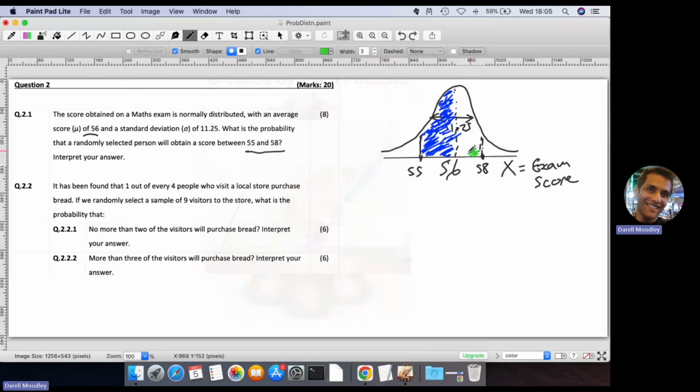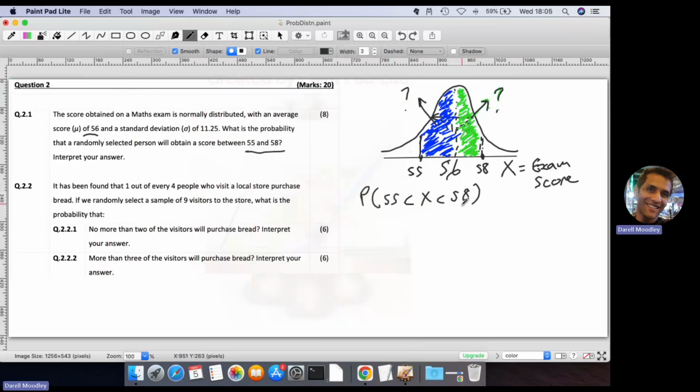If we work out the green area and the blue area and add them up, that'll be the answer. That's ultimately what we need to do to solve question 2.1. We need this green area, and we need this blue area, and then we've solved it. So all we have to do is add them up. In other words, what they're asking us to work out is the probability that X lies between 55 and 58.